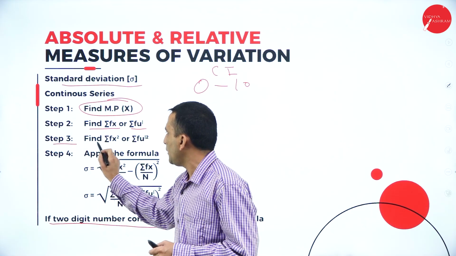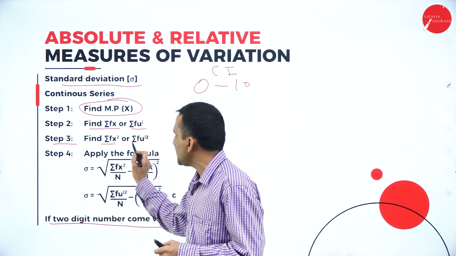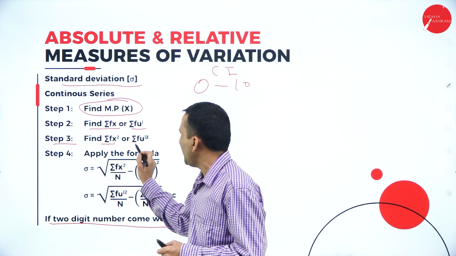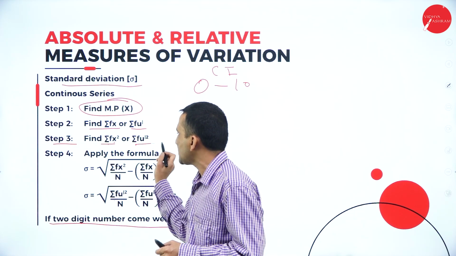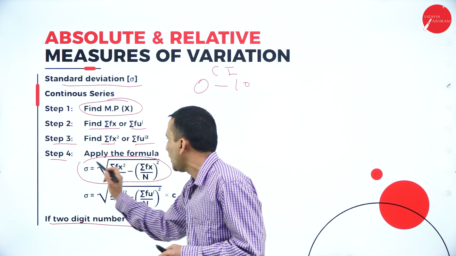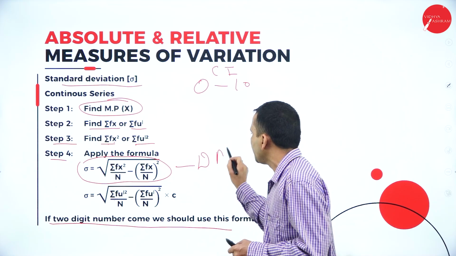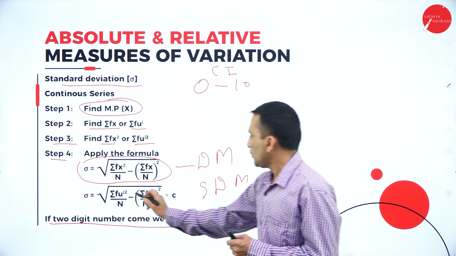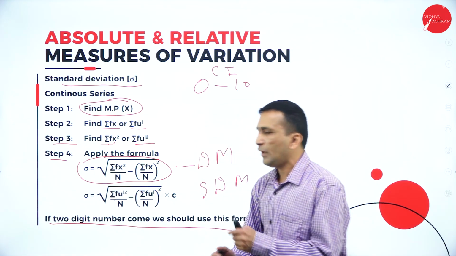And the third step, find according to the formula whatever is required, calculating one by one: sigma fx square for the direct method, sigma fu dash square for the step deviation method. Now finally, the fourth step, you can simplify this formula, either by the direct method, step deviation method or assumed mean method. We need to construct according to the formula.